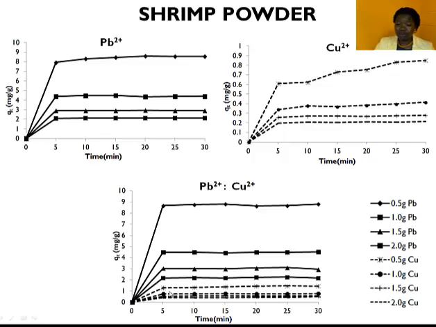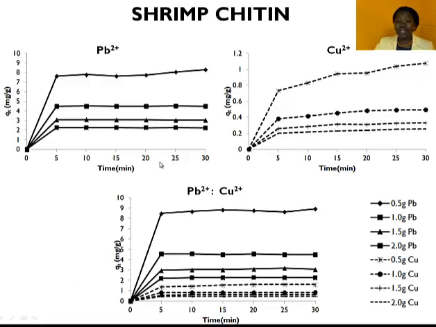However, in the binary system, we observe that the lead removal was higher compared to the copper removal. However, we can note that we have an increase in the adsorption capacity of lead, and we also have an increase in the adsorption capacity of copper, as noted in the graphs of the binary system. Using shrimp chitin as our adsorbent, we note that 0.5 grams still had the highest adsorption capacity, whereas in the binary system, we have an increase in the adsorption capacity of both lead and copper.